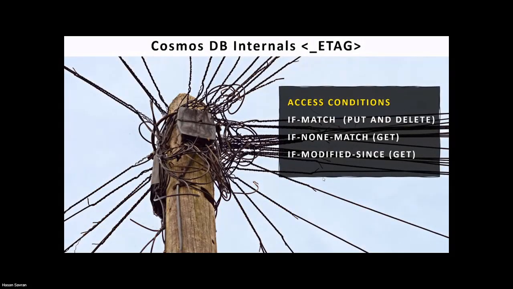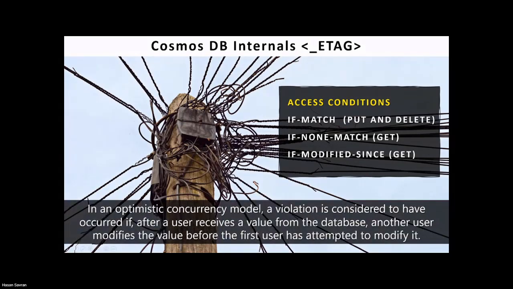ETag is a very interesting idea. ETag is mostly used for optimistic concurrency. Here's the definition of optimistic concurrency. It really doesn't matter what database you are using. Let's say we have two users, and both are admins, and they are going to try to update, maybe, a product.